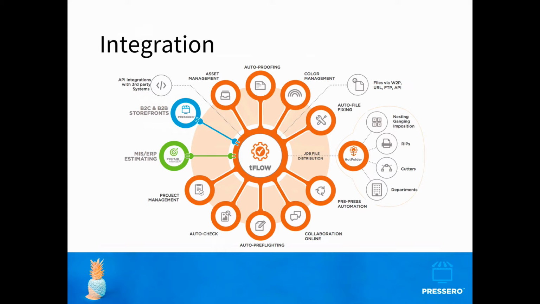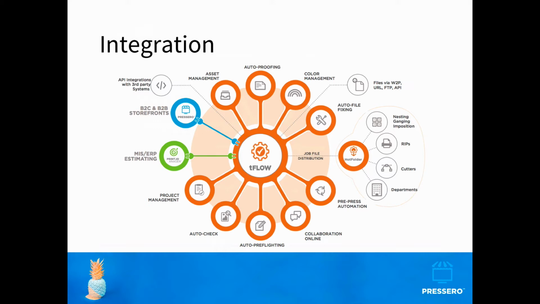You can see all the things that tFLOW can do for you. You have asset management, proofing, color management, file fixing, pre-press automation, collaboration, pre-flighting, checking of files, project management. And then you see you have the other Aleyant products in here. You have Presero on the top left in blue, which is their B2C, B2B storefront platform, with which you can make an online web shop specifically. It's an MIS system specifically made for the printing industry.